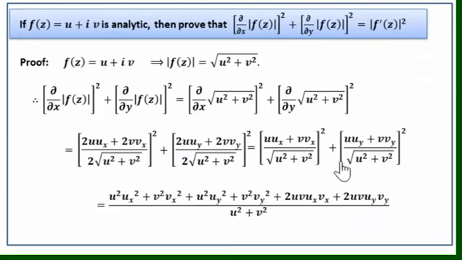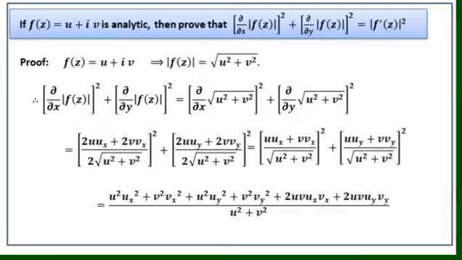Now this denominator u² + v² is common, we can take it in the denominator. So here it becomes u² ux² + v² vx² + 2(u ux)(v vx), that is 2uv ux vx. Similarly, using the (a + b)² formula, it becomes u² uy² + v² vy² + 2 times (u uy)(v vy), that is 2uv uy vy.